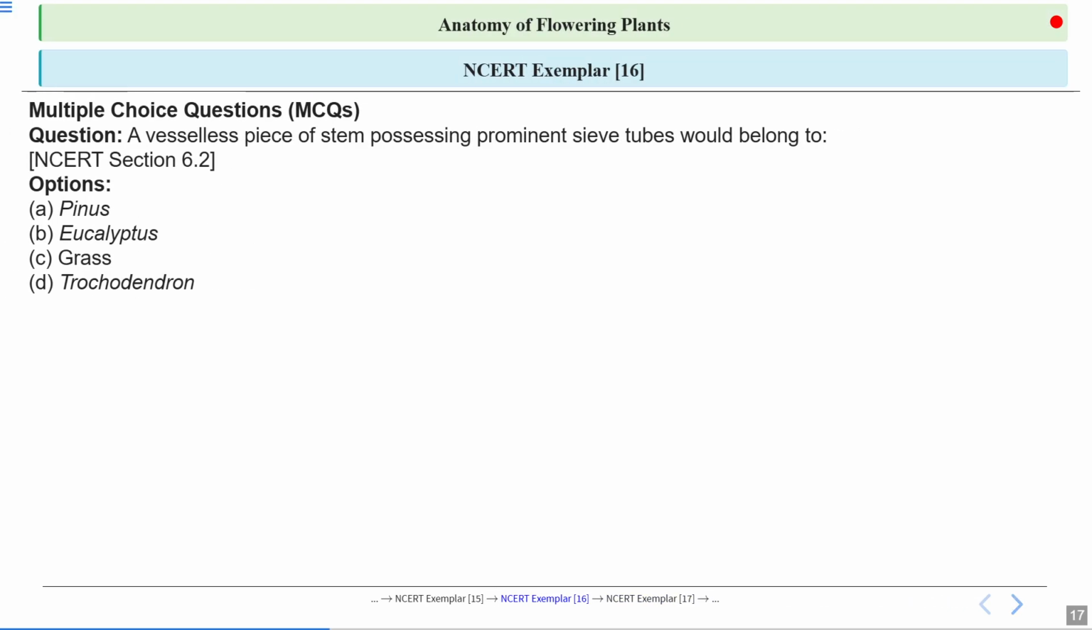Next question. A vessel-less piece of a stem possessing prominent sieve tubes would belong to. Two things are there, one regarding the vessels and another regarding the sieve tubes. Now, this question is coming from NCERT section 6.2. Let us see the options for this question. A, Pinus. B, Eucalyptus. C, Grass. And D, Trochodendron. Let us see the answer of this question.